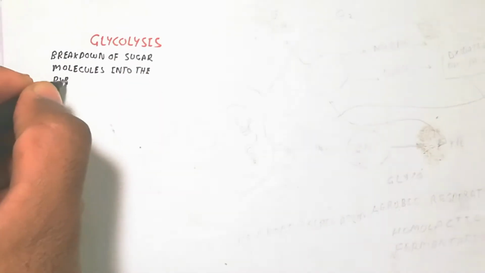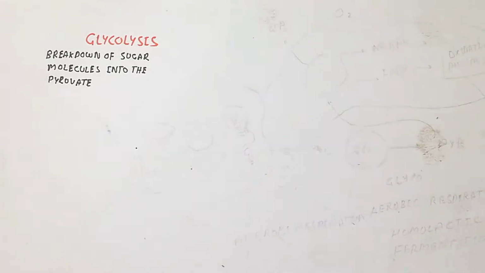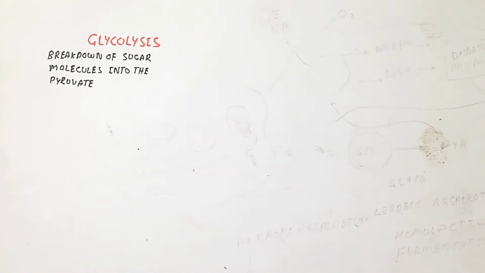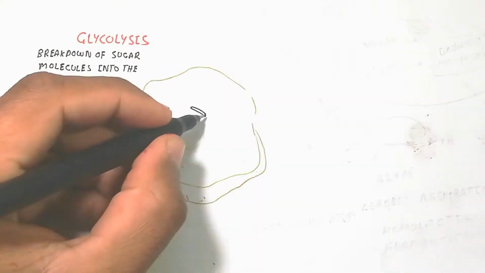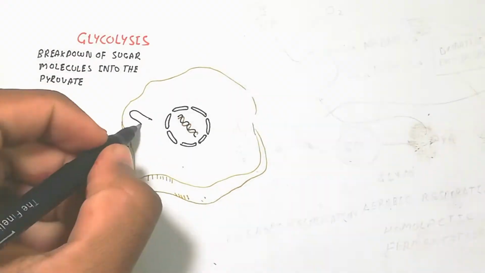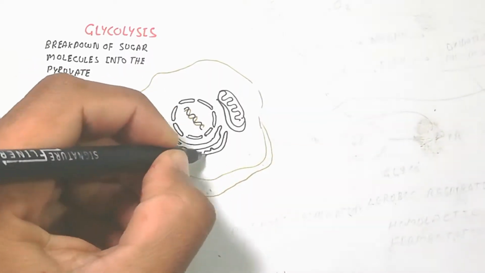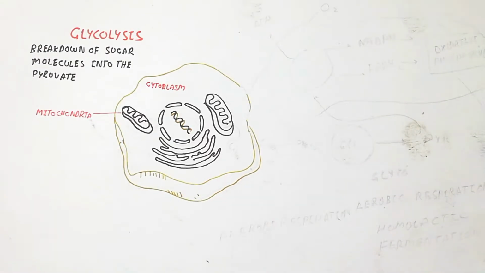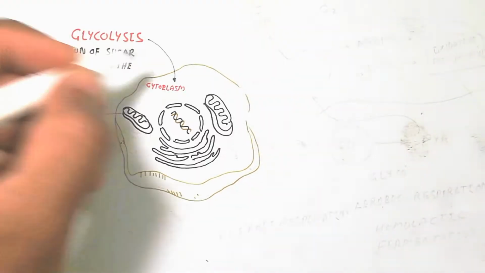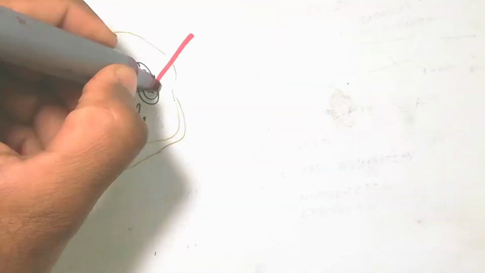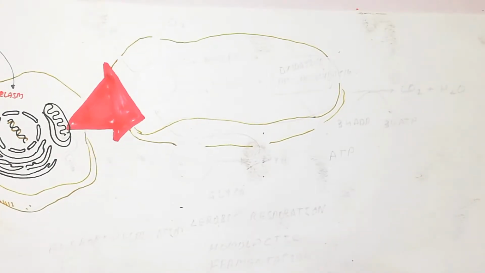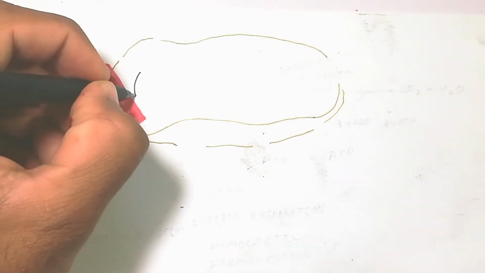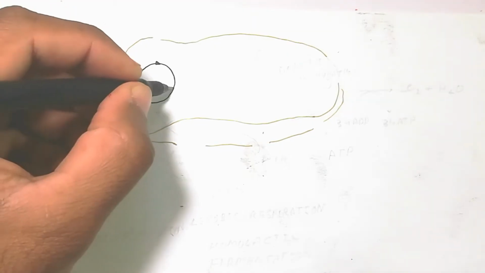First of all, we will discuss the cell, whether an animal cell or a bacterial cell, any cell, prokaryote or eukaryote. Here is the eukaryote, it contains a true nucleus, and here are the mitochondria and cytoplasm. The cytoplasm is the major site for glycolysis, which does not go into the mitochondria. First of all, glycolysis produces pyruvate to enter into the mitochondria.